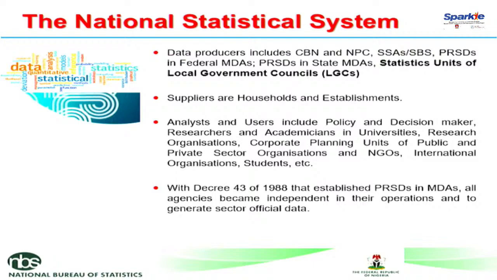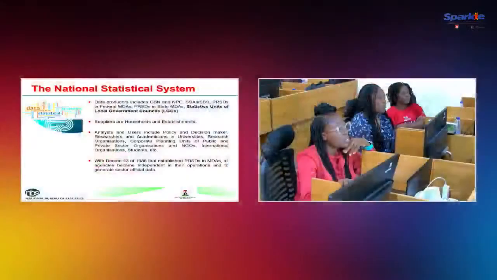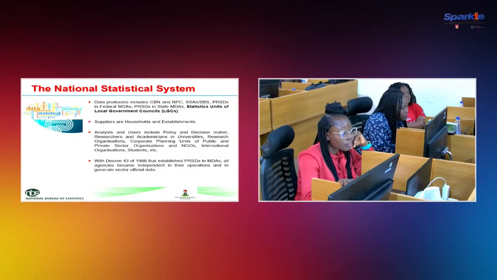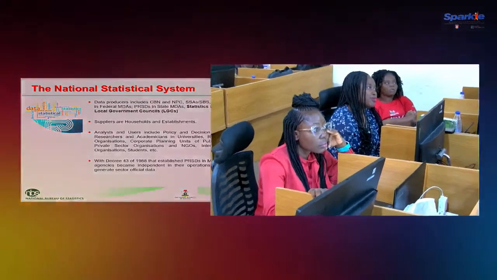Analysts and users: policy and decision makers, researchers and academicians in universities, research organizations, corporate planning of public and private sector organizations, NGOs, international organizations, students, etc. All right. So all these persons, either directly or indirectly, contribute to what we have as the national statistical system. And we that are here are also affiliates of this by extension.